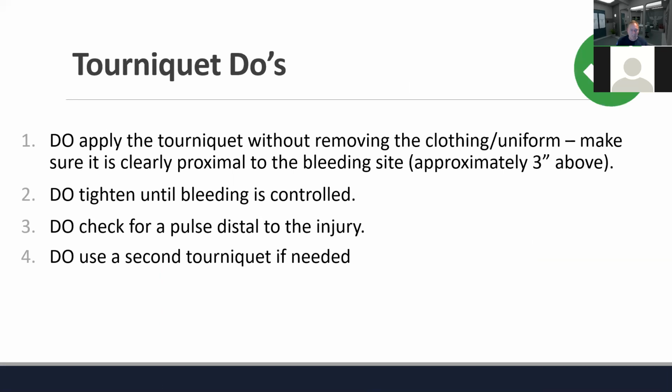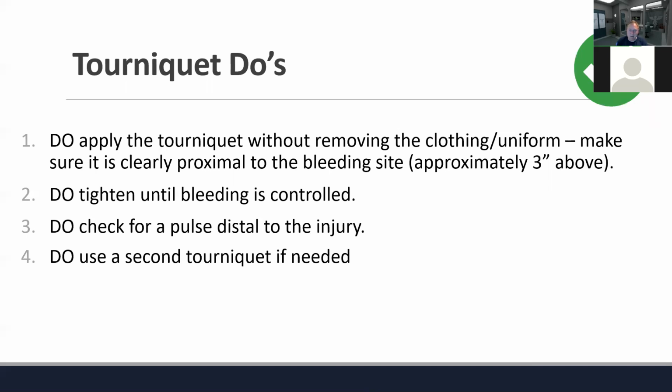Apply the tourniquet. You can apply it without removing the clothing. Make sure it's above the injury, between the heart and the injury. Tighten it until the bleeding is controlled. Check for a pulse below the injury. If you need to use a second tourniquet, use a second tourniquet. The whole point is you've got to stop the bleeding. If you don't stop the bleeding, the patient will bleed out and will die.